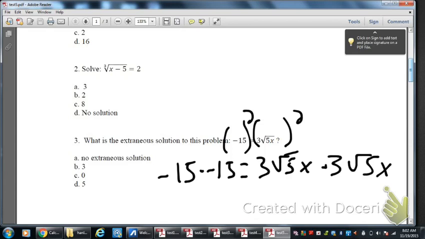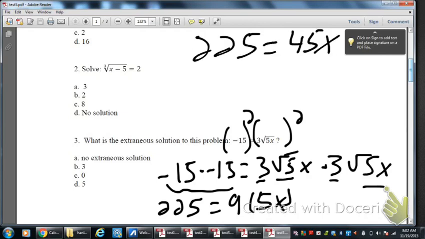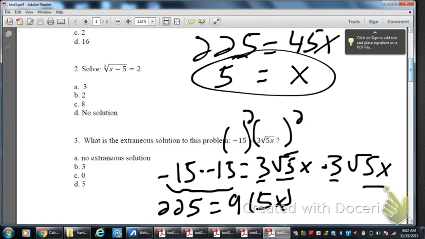So I just multiplied it by itself. This gives me 225. 3 times 3 is 9. And then this times this is just 5x. So 225 equals 45x. So I end up dividing by 45. I end up getting 5. Now, you have to check your answer when you're done.